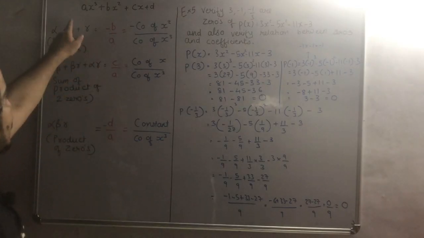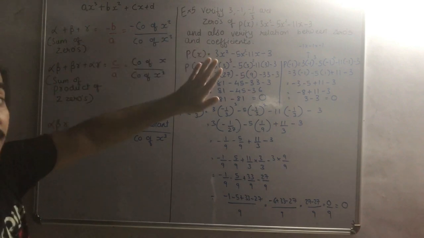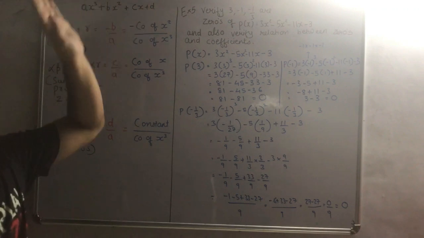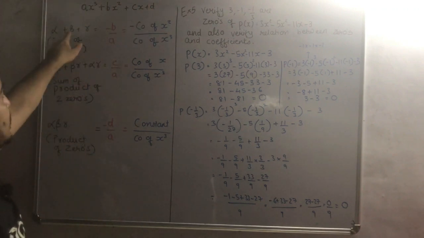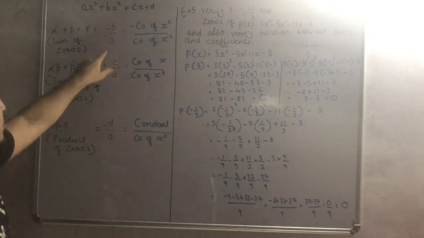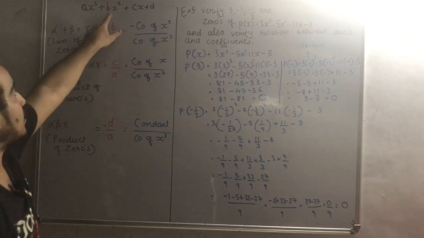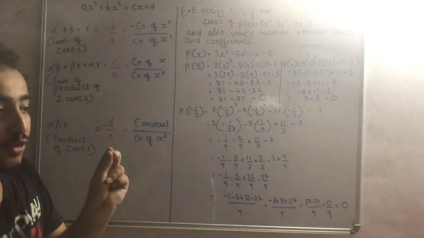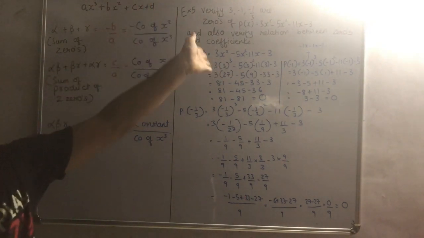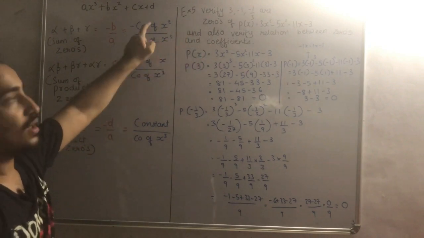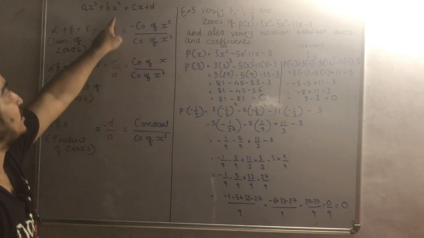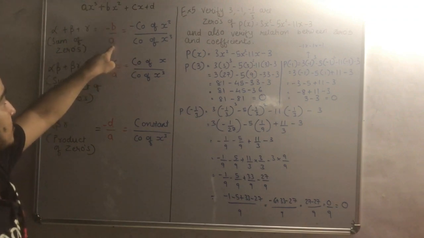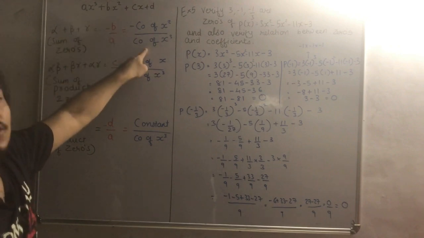Now here we have written the previous thing very clearly. Ax cube plus bx square plus cx plus d, cubic polynomial. Alpha plus beta plus gamma, sum of zeros, equals minus b by a. Here b is the coefficient of x square. Coefficient means a number which is beside x square or x cube, whatever you write here. Coefficient of x square is b, but with a minus sign. So minus b by a, where a is the coefficient of x cube.